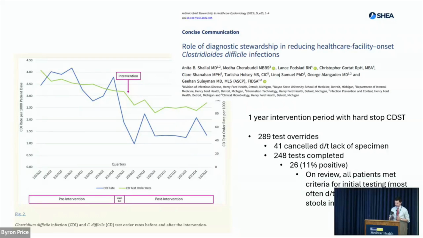You have to contact someone who can then order the test. In over a year, they had 289 test overrides, and 41 of those tests were eventually canceled because of no specimen. 248 were eventually completed, and 11% of those tests came back positive. And when they reviewed those cases, all patients actually met initial criteria. Most often it was because there was no stool documented in the chart. And so if you remove those patients who should have been allowed to have C. diff tests in the first place, the majority of tests that were run anyways would have been negative.